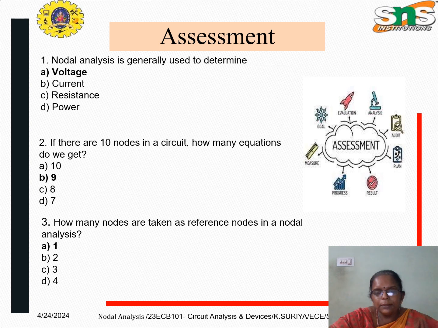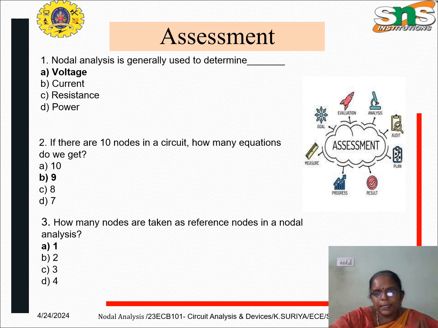Next one: if there are 10 nodes in a circuit, how many equations do we get? Out of the 10 nodes, one node will be the reference node, so the remaining will be 9 nodes. The number of equations in general is given by n minus 1. If there are n nodes, then n minus 1 equations will be there. Here the options are 10, 9, 8 and 7. For 10 nodes, n minus 1 is 10 minus 1, which is equal to 9. So you'll have 9 equations.